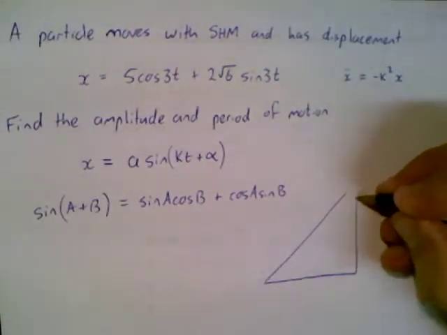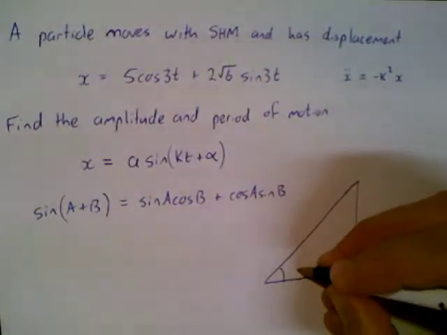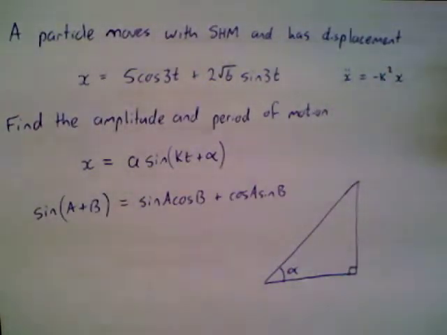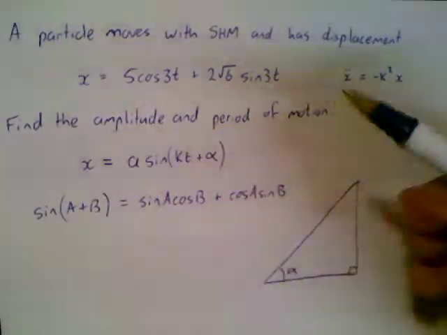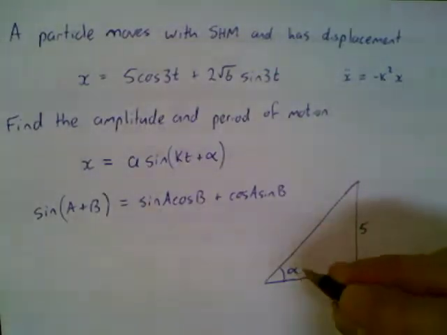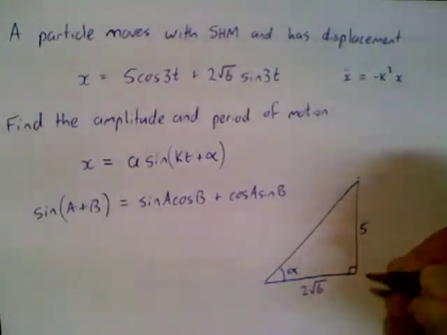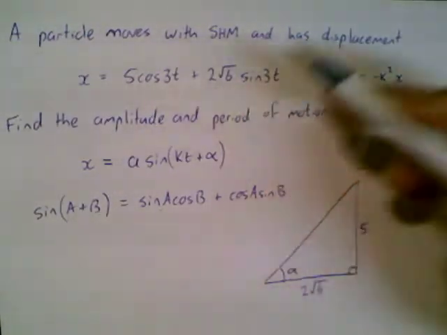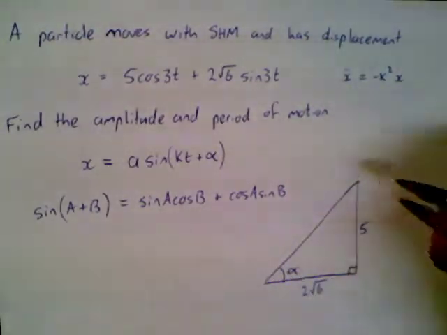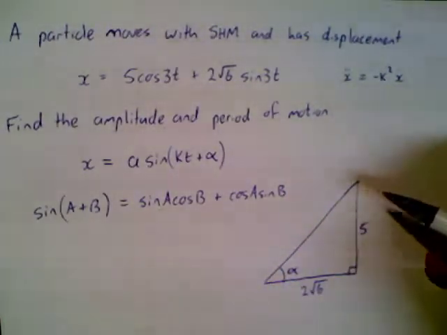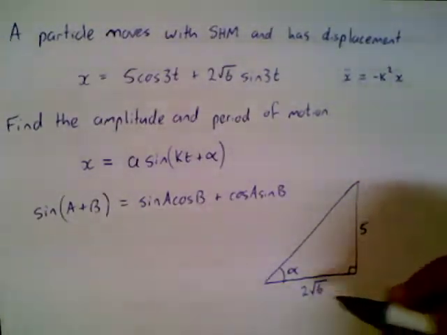There's a right-angled triangle. And we just pick some arbitrary angle. I'm going to call it alpha. And then with the coefficient of 5 here, because I want that to be a sine term, I'm going to put that on the opposite side, opposite to alpha. And the 2 root 6, I'm going to put that on the adjacent side, with a mind to making that a cos term. Now, with our right-angled triangle, we can then work out what the hypotenuse is. Remembering hypotenuse will just be the square root of 5 squared plus 2 root 6 squared.